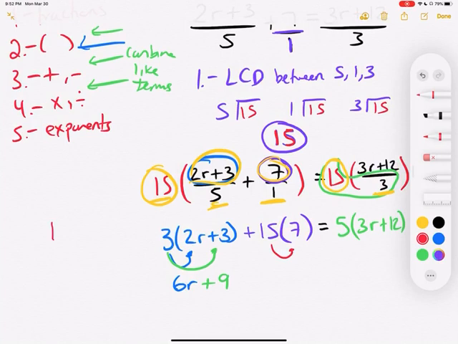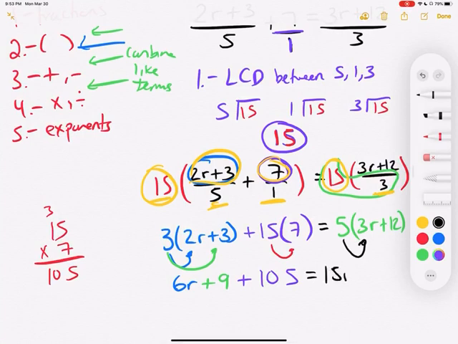The second parenthesis, 15 times 7. We're going to do this operation over here. 15 times 7. It should be 105. Getting rid of the second parenthesis. And let's get rid of the last parenthesis in here. So 5 times 3r, that's 15r. And then 5 times 12, it's going to be 60. Now at this point, we got rid of the parentheses.